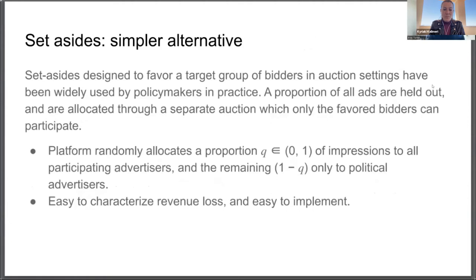Another simpler alternative is something called set-asides, which is a practical policy tool that's used by governments all around the world. If they want to favor some group of bidders in their auction, they set aside a fraction of all the goods, and only the target group that they want to help can take part in a separate auction that's set aside for the group specifically. Analogously here, the platform can randomly allocate a proportion Q of impressions to commercial advertisers and 1 minus Q to political advertisers, and only political advertisers can take part in that 1 minus Q fraction of ad auctions. So this is also pretty easy to implement, albeit suboptimal, as we will see. And it's also easy to characterize revenue loss in this policy intervention as well. I will consider this among the set of policy interventions I analyze when I'm running simulated auctions.